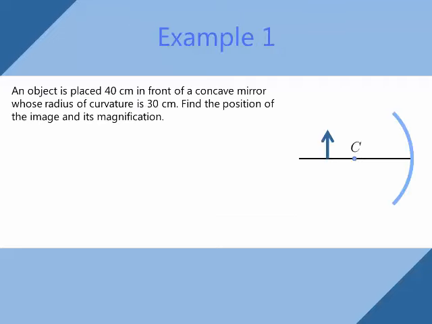In our first example, we have a concave mirror, and an object is placed 40 centimeters in front of it. The radius of curvature is 30 centimeters. Find the position of the image and its magnification. The first thing we'd like to find with this problem is the focal length, as we can use it in our equation for distance. The focal length is 1/2 of the radius of curvature, so we can divide the radius of curvature by 2 to find it as 15 centimeters.